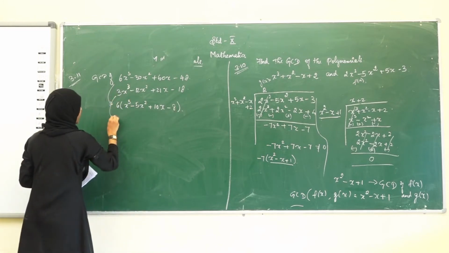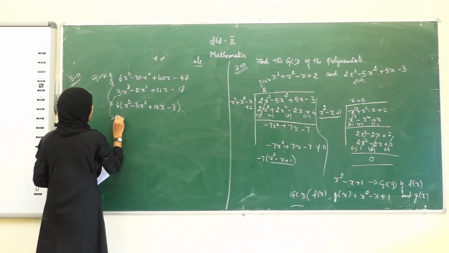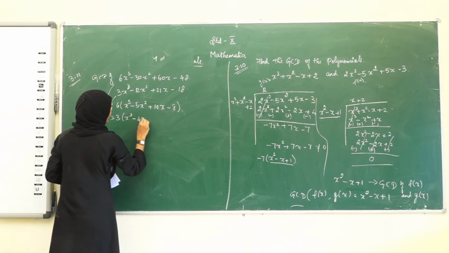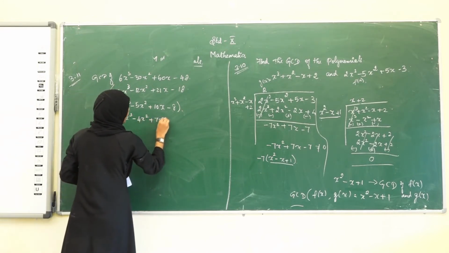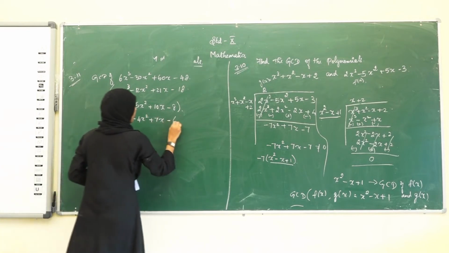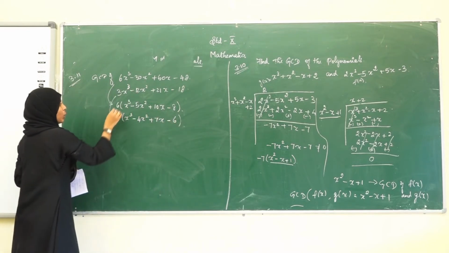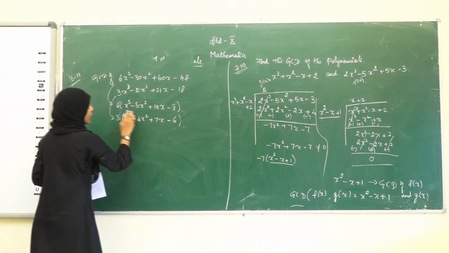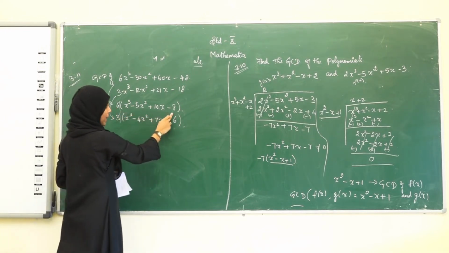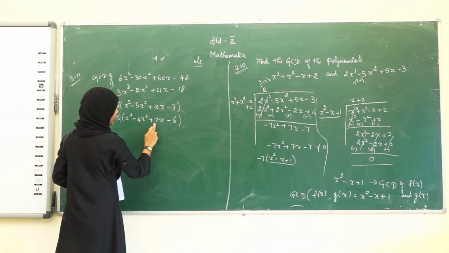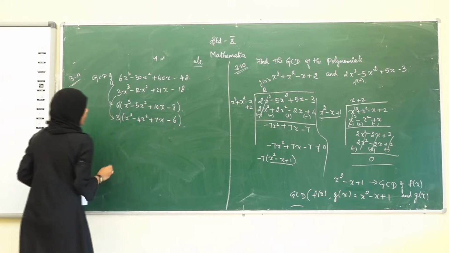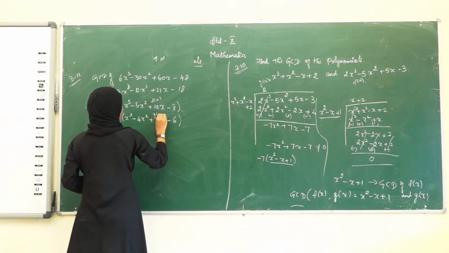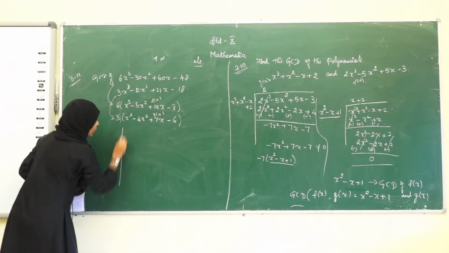And from this second polynomial, what can we take outside? 3. If we take 3 outside, x cube minus 4 x square plus 7x minus 6. So now we can take the coefficients outside. We just deal with these two polynomials alone, that is x cube minus 5x square plus 10x minus 8 and x cube minus 4x square plus 7x minus 6 alone. What are you going to do? Let us take this as f of x and this as g of x. We can deal with this by long division.